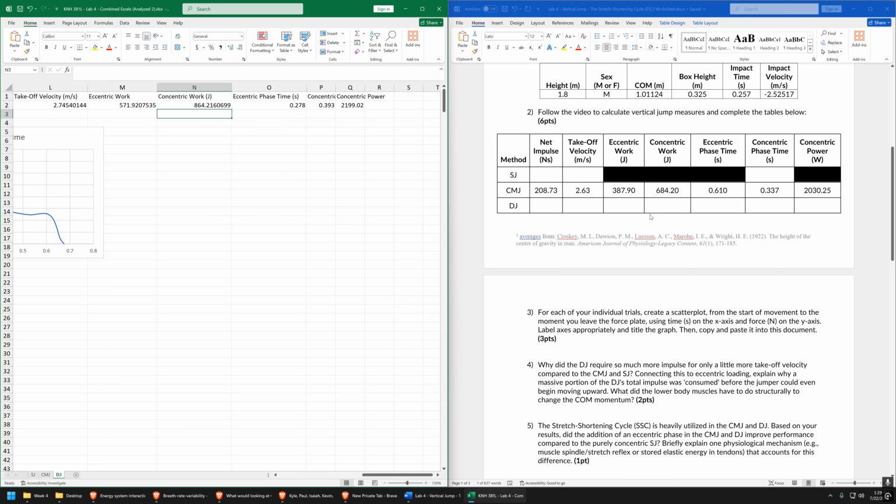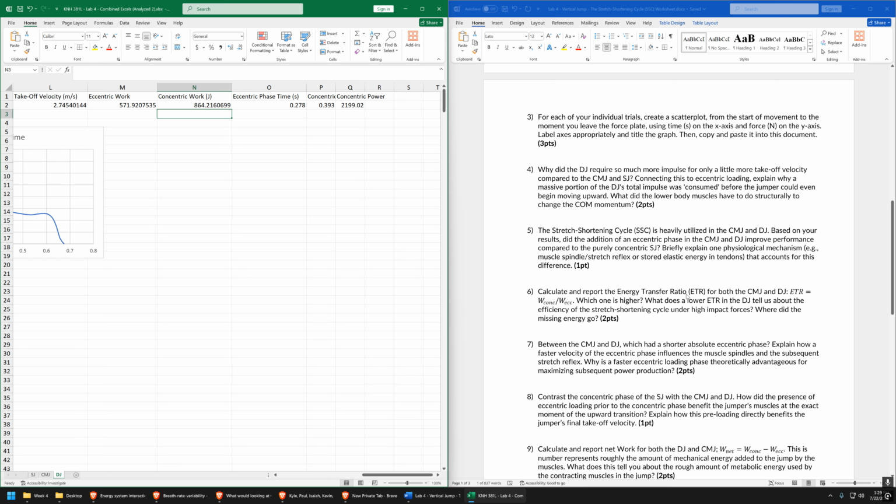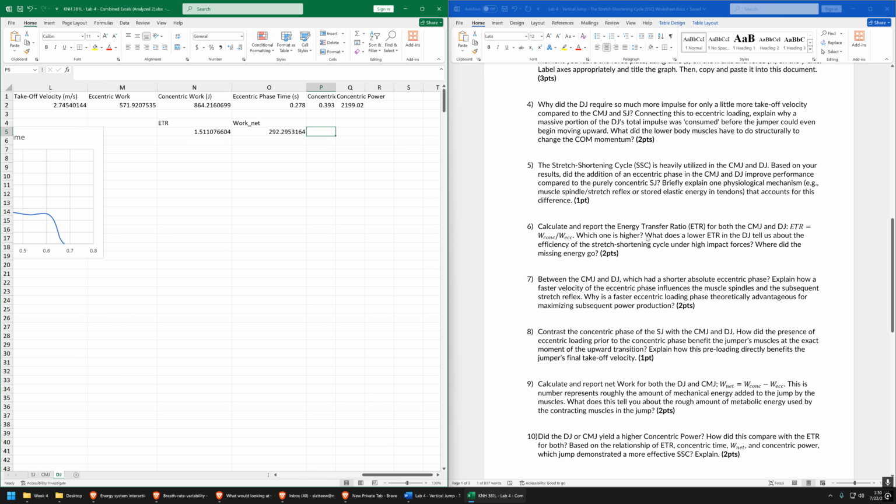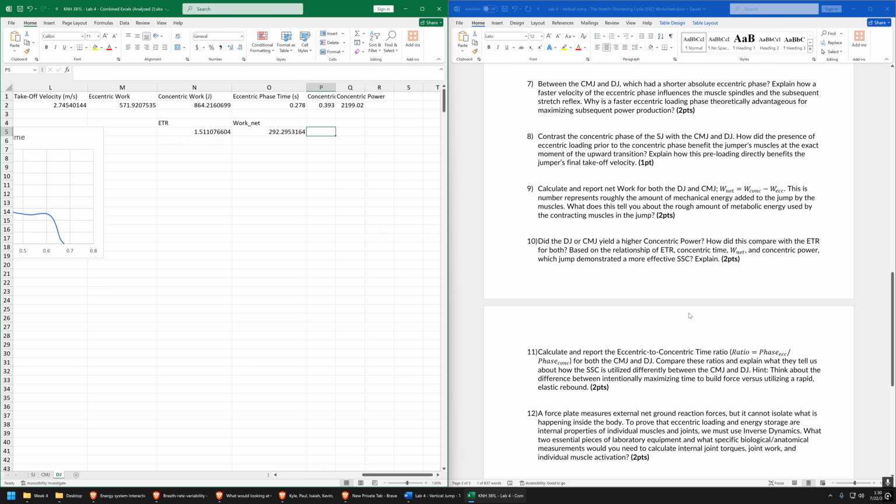There are a couple other things you can do while you're here if you want, like energy transfer ratio. Energy transfer ratio, ETR, is just concentric divided by eccentric work. There's work net, so that's concentric minus eccentric. Instead of dividing, it's minus. And there is the ratio of time that you're spending in them, so how much were you in eccentric versus concentric?